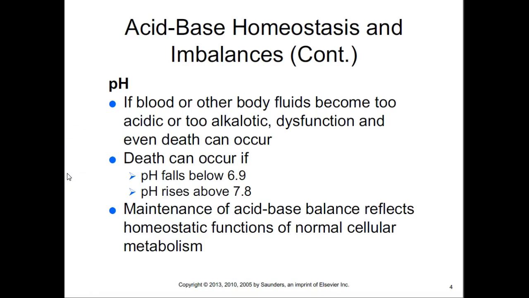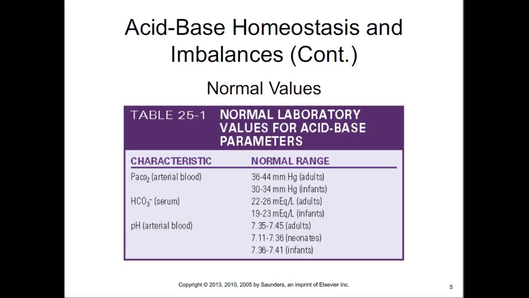Maintenance of acid-base balance reflects homeostatic functions of normal cellular metabolism. Remember that your ability to maintain homeostasis means that all of your cells are functioning normally. So if something is not functioning normally, one of the things that could be affected is your acid-base balance. All right, so normal laboratory values for your acid-base parameters. pH, we already know that, 7.35 to 7.45. Your partial pressure of carbon dioxide, that's really important. In adults, 36 to 44, so around 40 is normal.